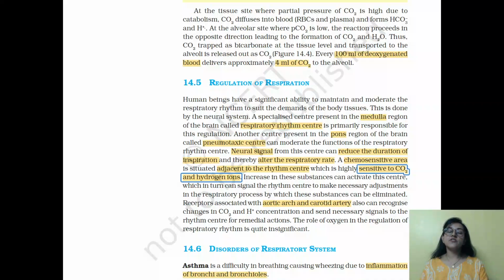Now coming to the disorders of the respiratory system. Firstly, asthma. We all have heard about asthma. Everyone knows someone who is having asthma attacks. So asthma is a difficulty of breathing causing wheezing due to inflammation of bronchi and bronchioles. You have to remember: the inflammation of bronchi and bronchioles causes asthma, and the symptom that we can see is wheezing.